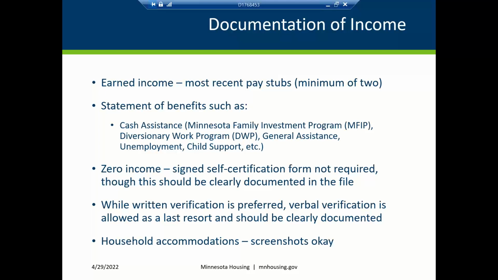And generally speaking, we really learned this, especially during the pandemic: the difficulty it was for households to submit documentation, such as release of information forms or income, for example. So we just wanted to let you know that we're really open to the methods in which they provide this to you. And if they submit a screenshot to you, for example, that shows you their pay stub, that's acceptable to us.